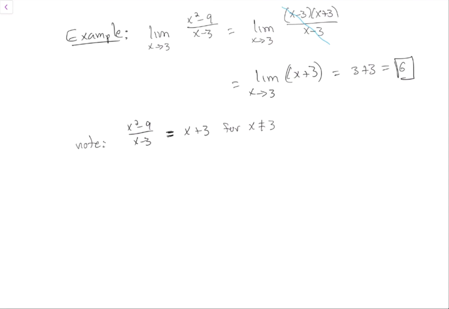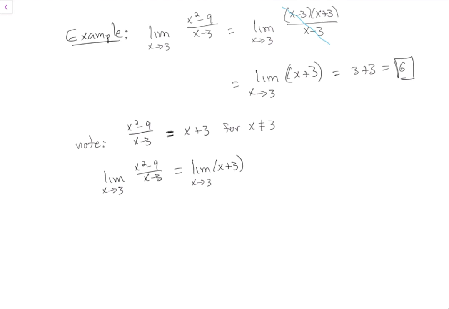Now, what we then said is the limit of x squared minus 9 over x minus 3 was equal to the limit of x plus 3. That's what we just did. Right? We basically said those limits are the same. So how is that valid? Right? If those expressions aren't equal to each other when x equals 3, right? How can the limit be valid?